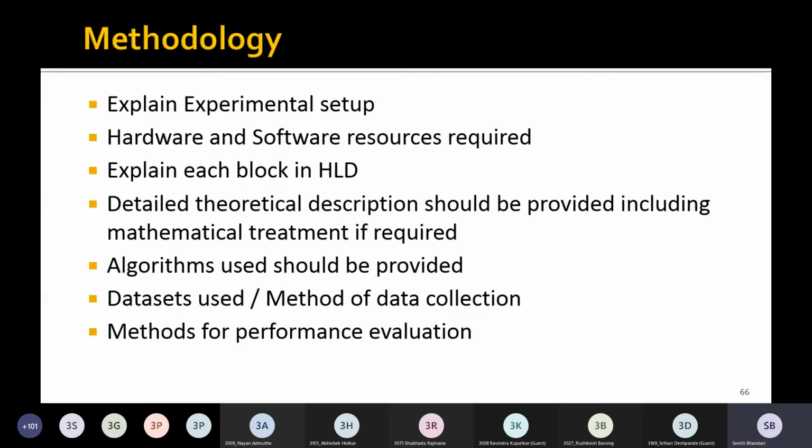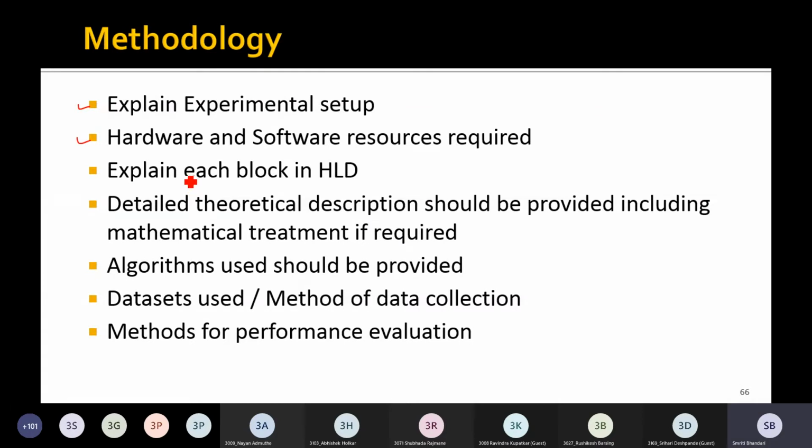So after design comes the methodology. You have designed your system. Now the design needs to be realized. The design needs to be implemented actually. So as far as implementation is considered, you should come up with the appropriate methodology. In this section of methodology, you should explain the experimental setup, the hardware and software resources you are using to implement your project.